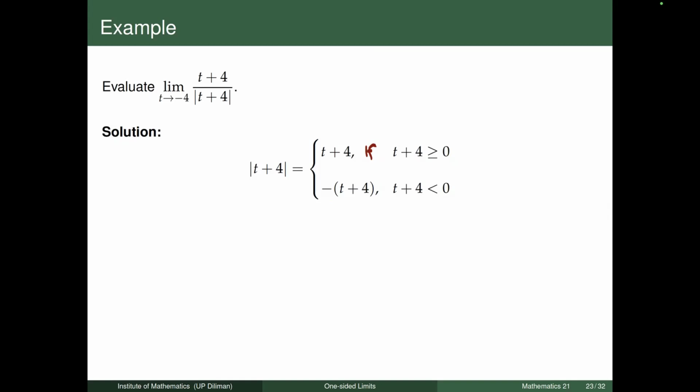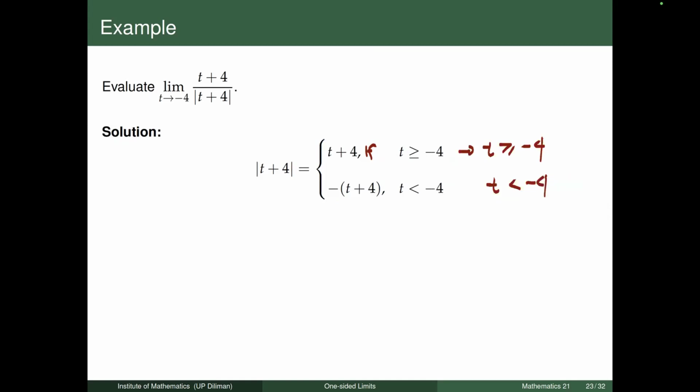Now, if t plus 4 is greater than or equal to 0, this implies t is greater than or equal to negative 4. So we just subtracted 4 from both sides. Otherwise, t is less than negative 4. And that will be the new form. Okay? Now, as t approaches negative 4, since our function now becomes a split function, we have to consider the limit from the left and from the right.